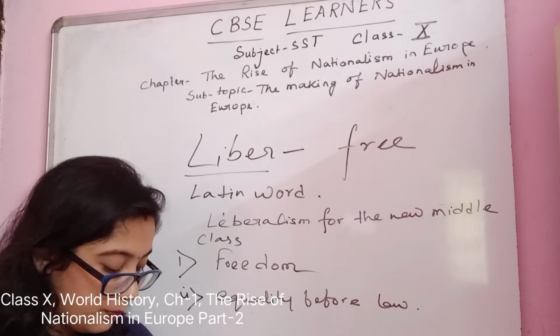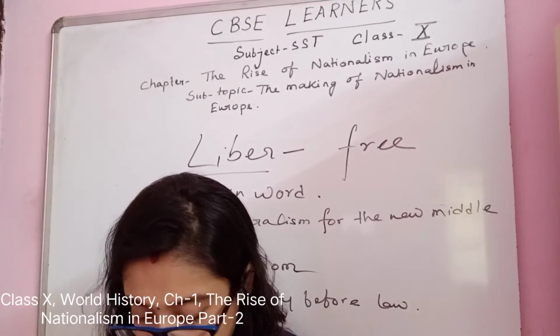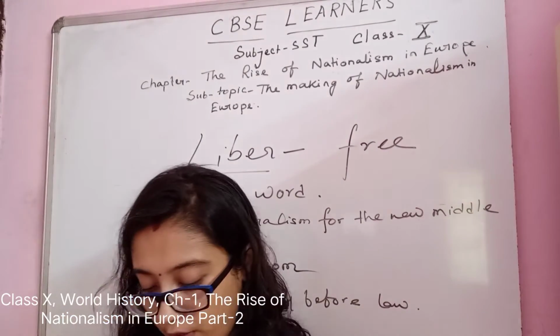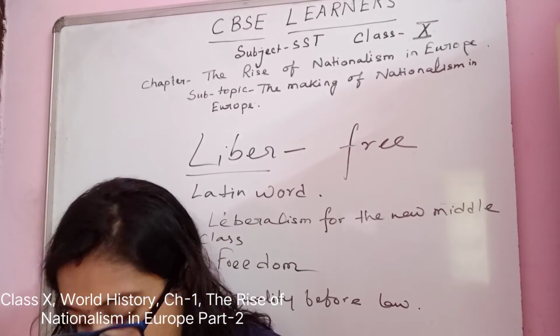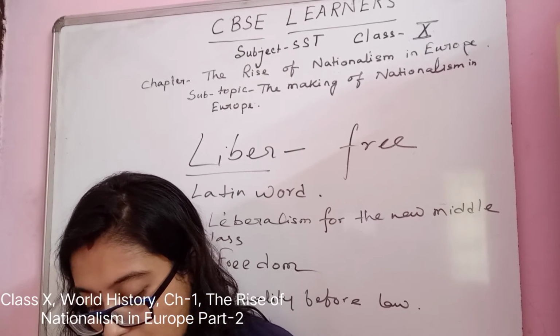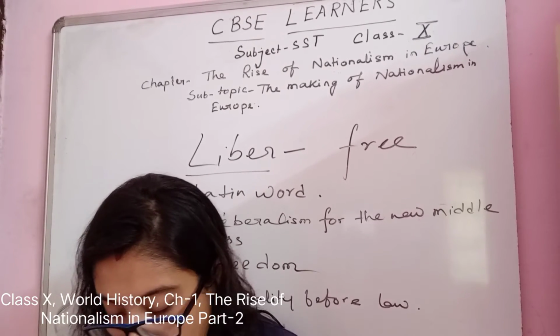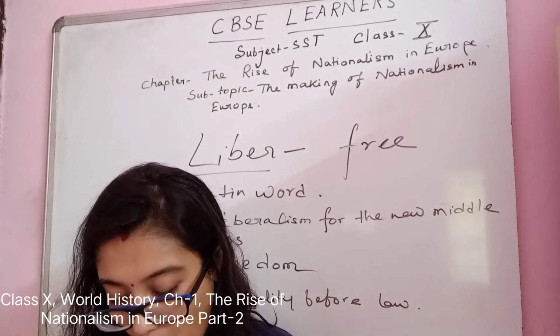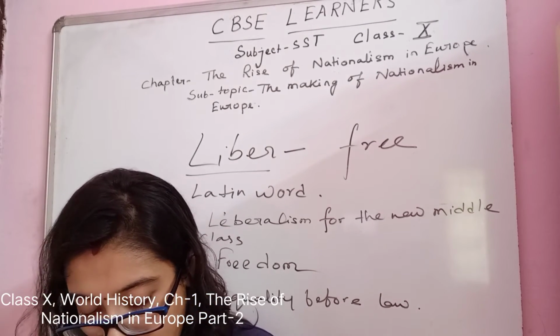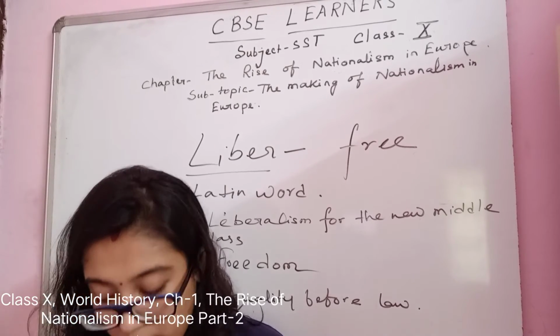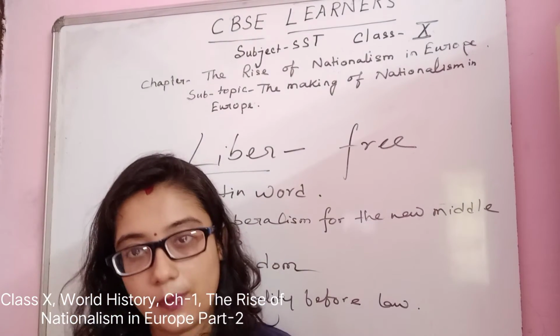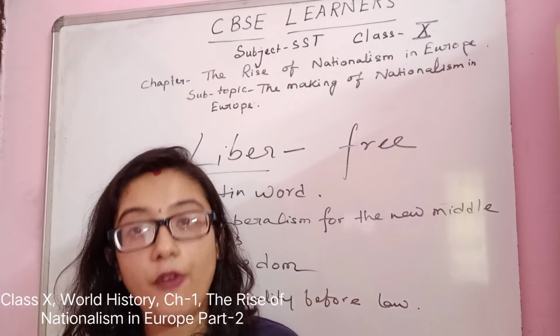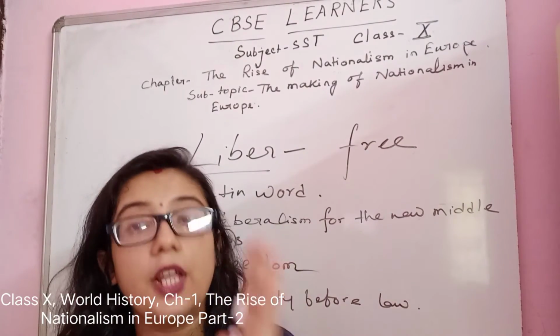Okay, now let's read further. Politically, it emphasized the concept of government by consent. Since the French Revolution, liberalism has stood for the end of autocracy and clerical privileges, a constitution. So since the French Revolution, what does liberalism mean? It meant the end of clerical privileges and autocratic monarchical rule.